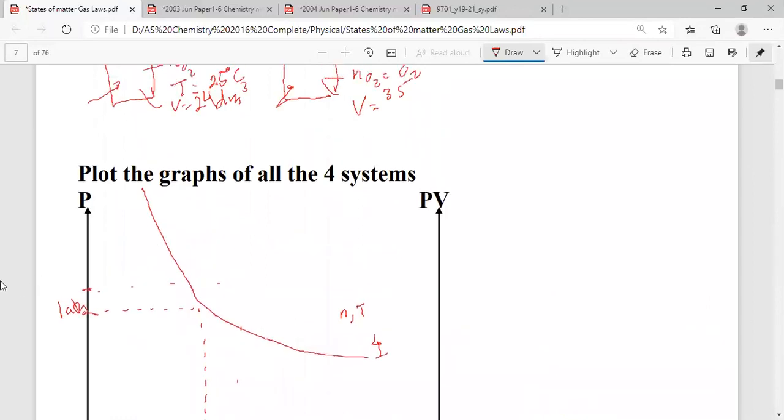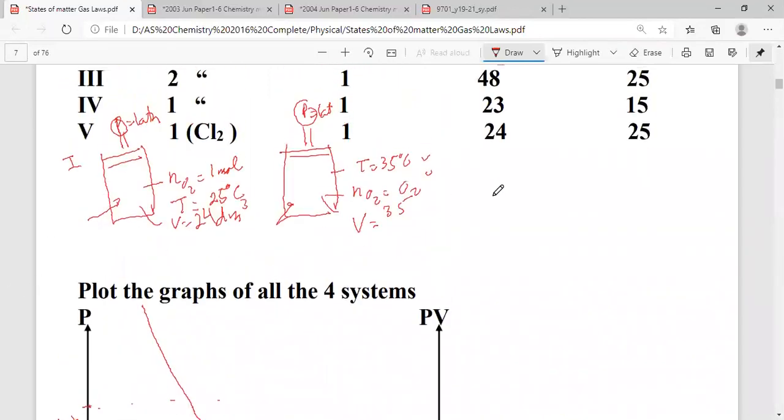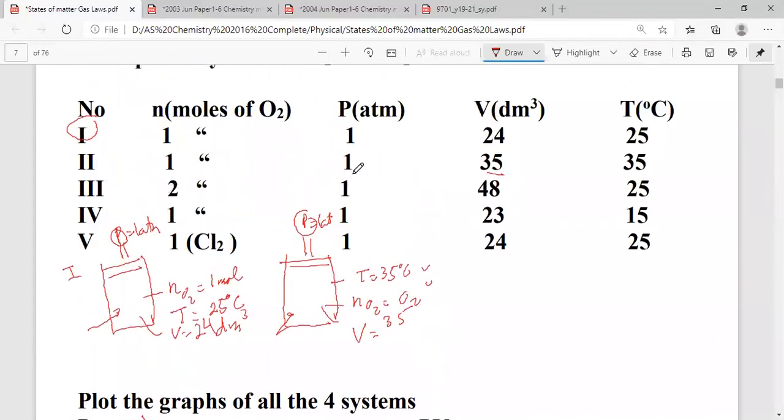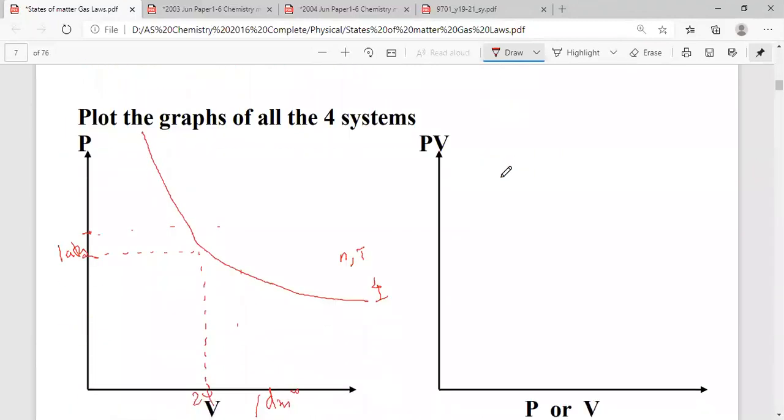How to put this onto this graph? Very simple. Look at 1 atmosphere, that's 35, isn't it? So you follow Boyle's Law. At 1 atmosphere it will be 35 somewhere here. Of course, it will also be inversely proportional. This will be the graph for experiment 2. Remember, the number of moles and the temperature remain constant for experiment 2.